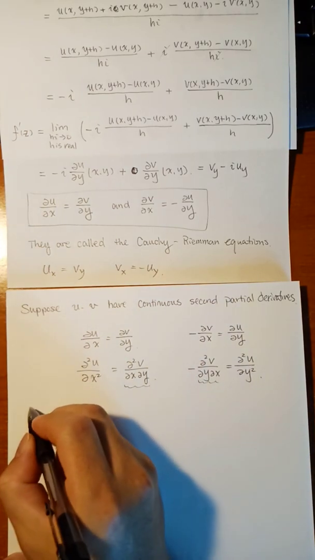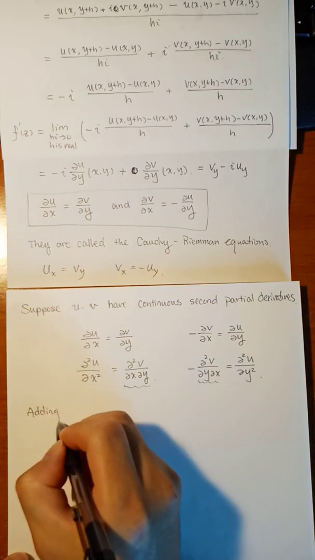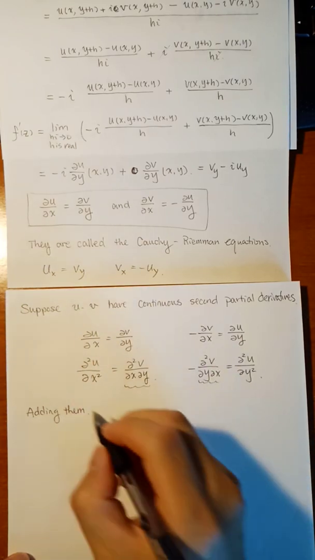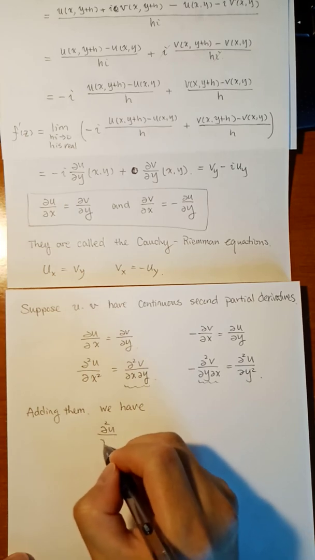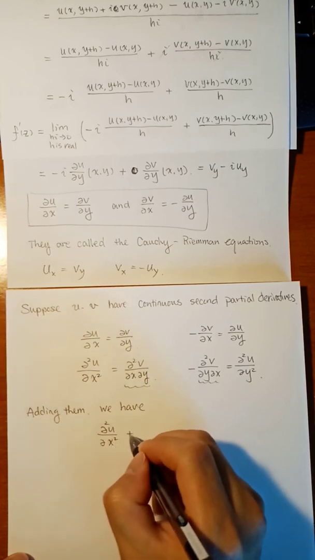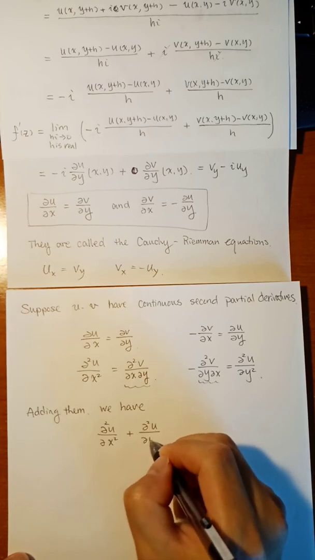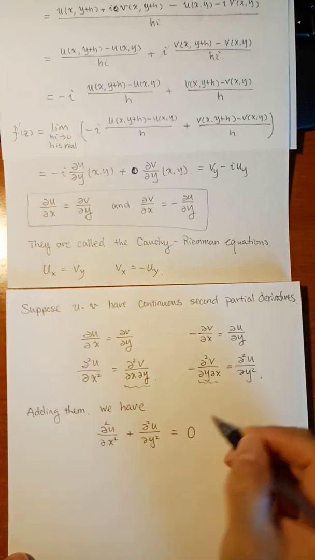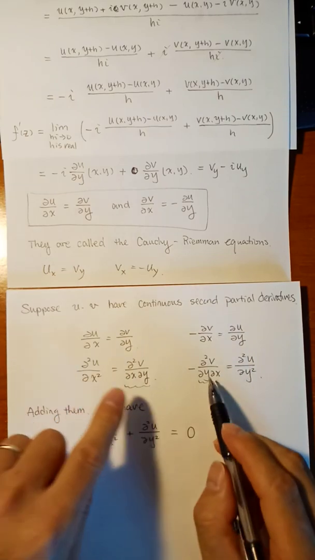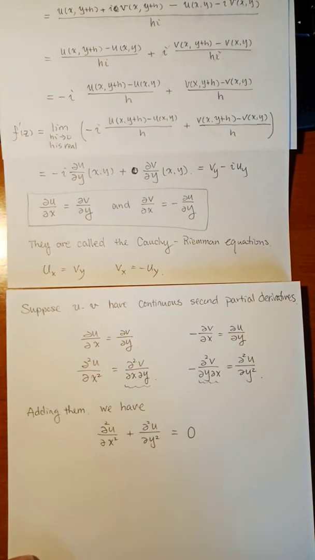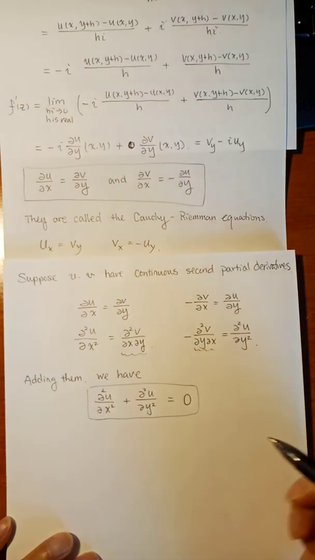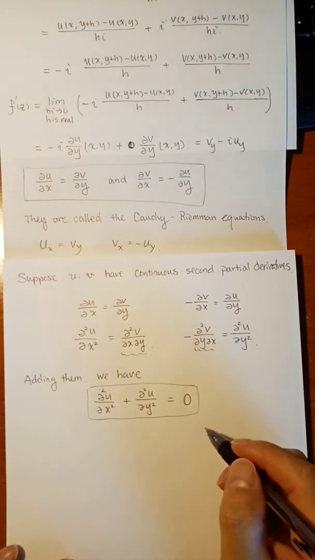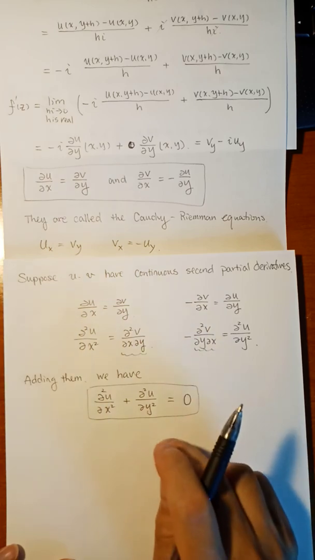So adding them, we have partial squared u partial x squared plus partial squared u partial y squared is equal to 0. You add the left side and right side, and the middle part sums to 0. So we come up with this one.